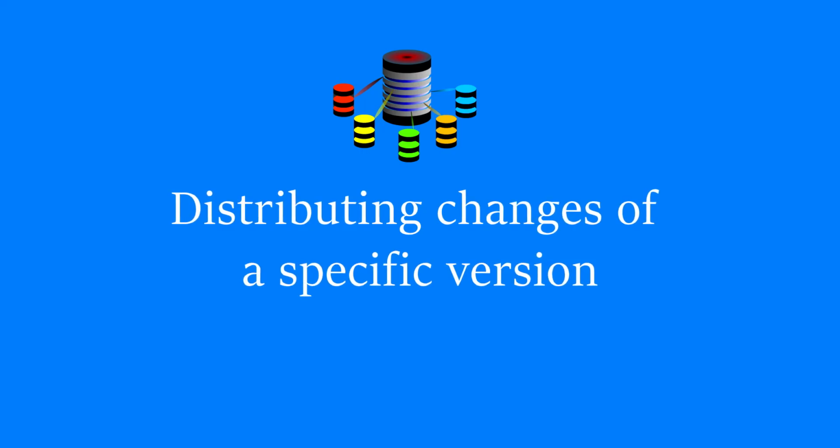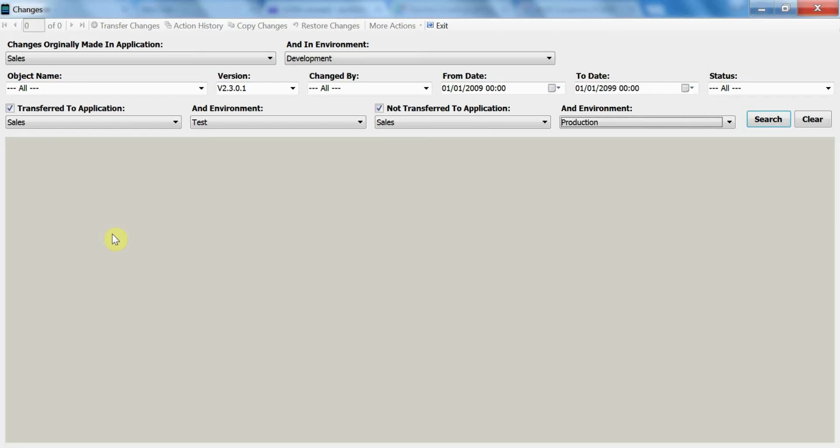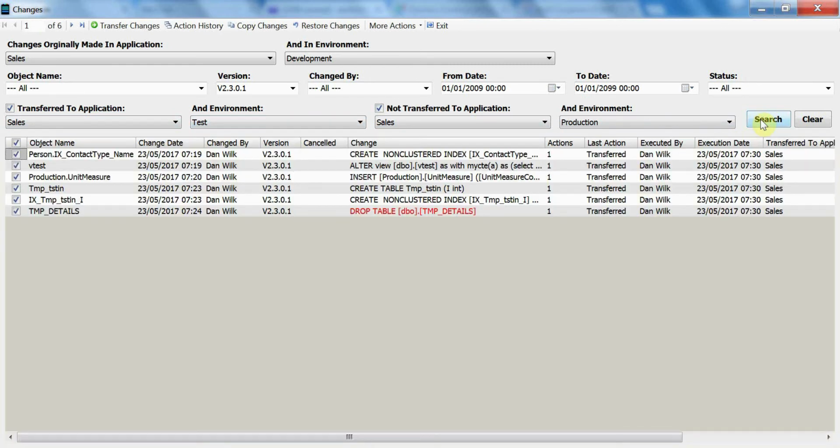Now, we will demonstrate how to distribute changes of a specific version. Okay, let's go. We have to transfer all the changes made in the sales database, in development, for the current version, that were transferred to test, but were not transferred to production. We are going to click on the search button and the changes are being displayed. As you can see, the changes may include changes to data as well. A drop script is marked in red.